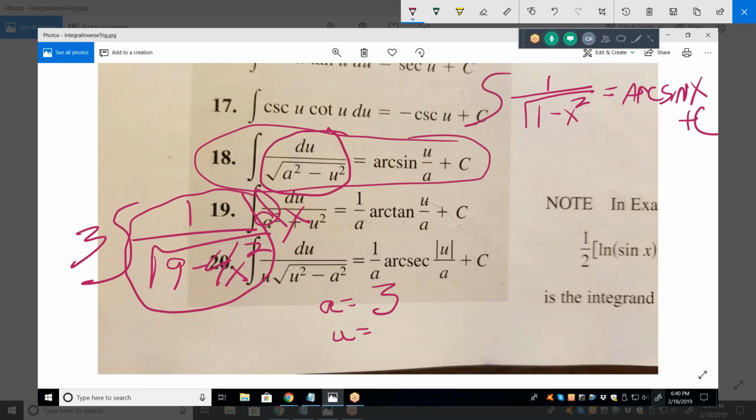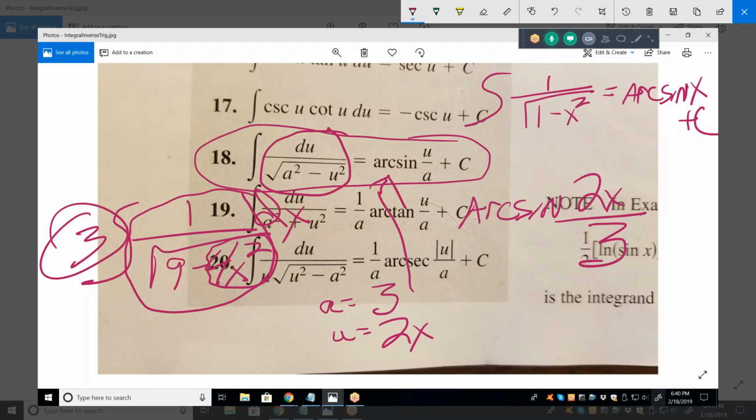What's U? U is the square root of 4x squared, which is 2x. Now apply it to this formula right here. So our answer is going to be the arc sine of U, which is 2x, over A, which is 3. And we can't forget that 3 that we took out. That goes right in front like that.